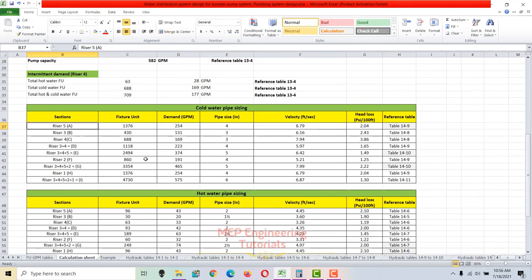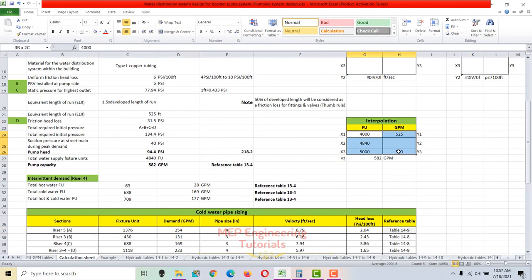So riser 5A cold water supply fixture units are 1376. Now we need to calculate the demand at this point. As I told you, we need to convert this fixture unit into demand GPM. So how will we get this? I have used the interpolation table, as I showed you before.